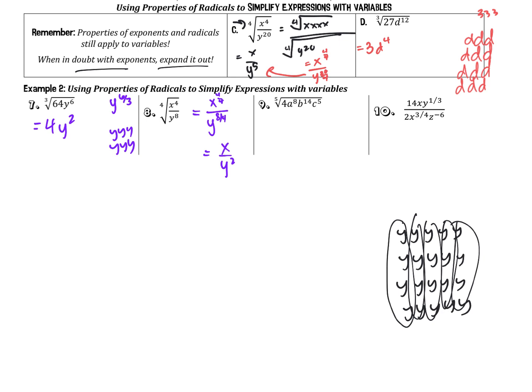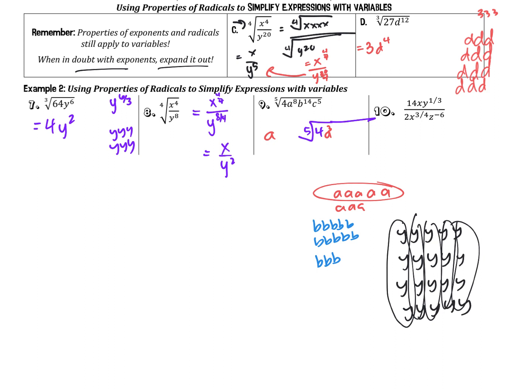For number 9, I'm going to deal with each piece individually. So the 5th root of 4, that's not going to simplify at all. We have 8 a's, and we're looking for sets of 5. So I can take 1 set out, and I have 3 remaining on the inside. Then I'm going to look at B. I have 14 B's, and I'm looking for sets of 5.